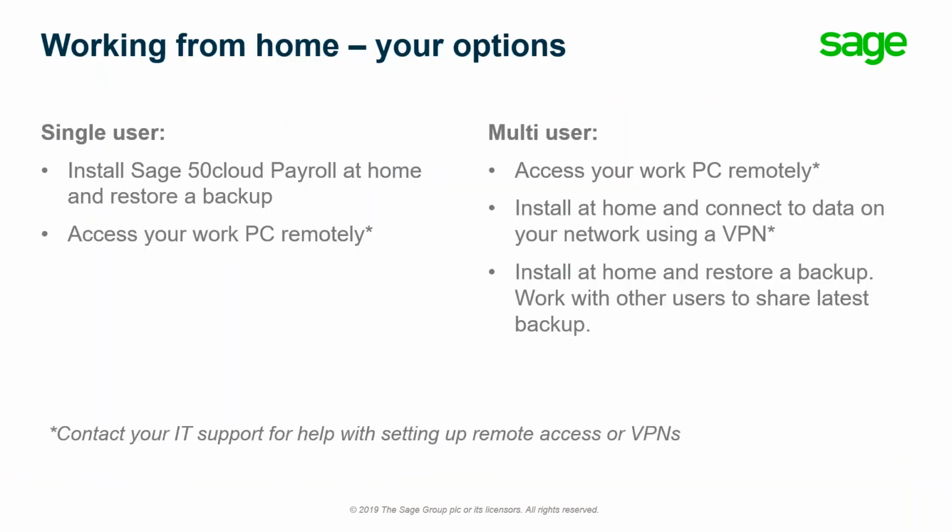So first of all, let's briefly discuss your options. If you have a relatively simple setup at work, you're a single user, for example, you've got payroll installed on one machine, and you might even have the data held on that machine as well. What we recommend that you do to work from home is to simply install the latest version of Sage Payroll on your home PC and then restore a backup of your payroll files so that everything transfers over and you can continue working from your home location. And we're going to show you those steps in the next quick demos.